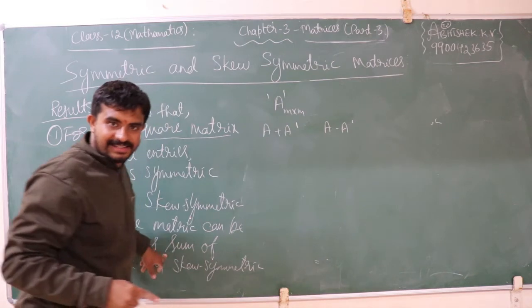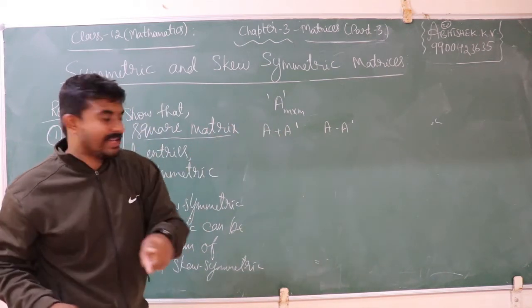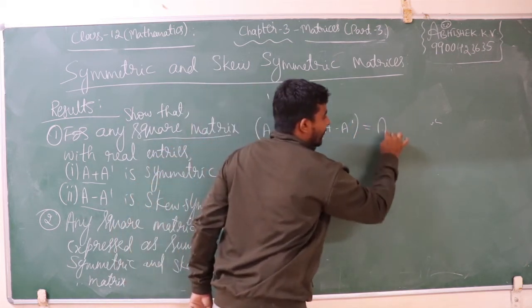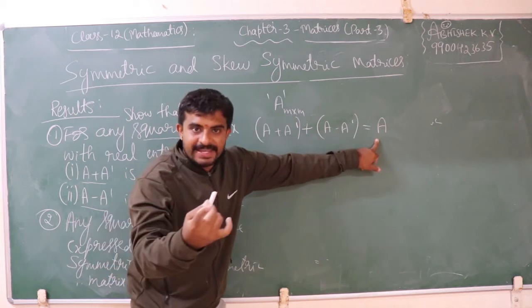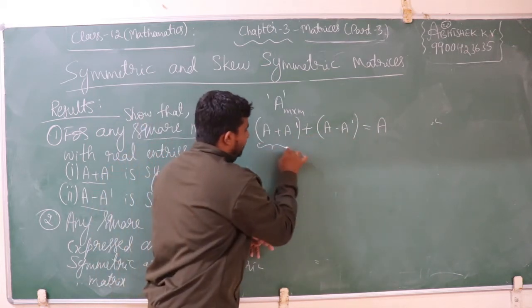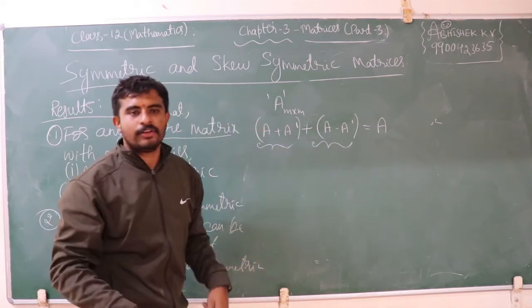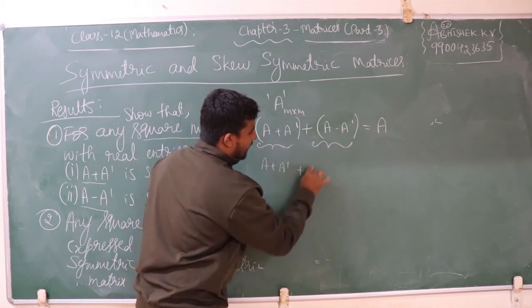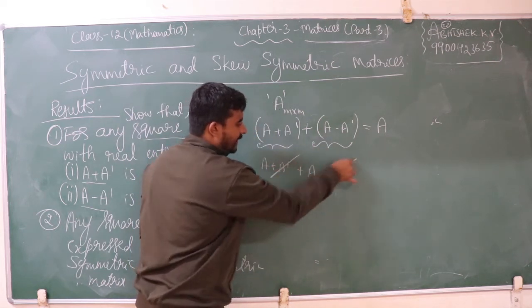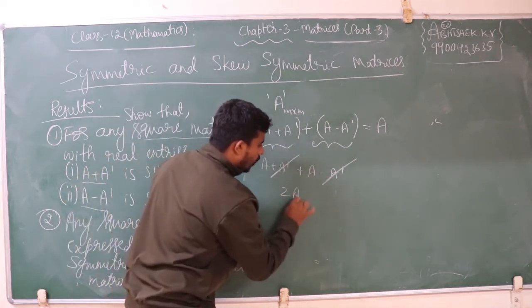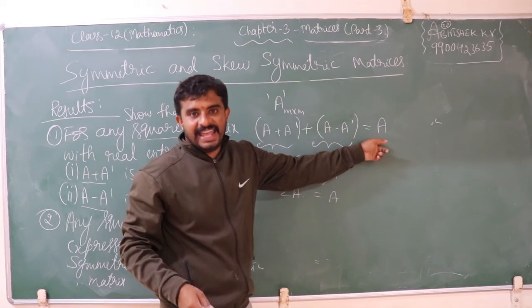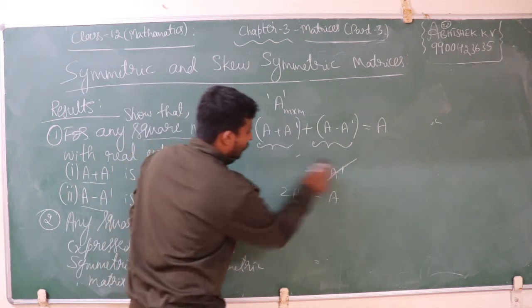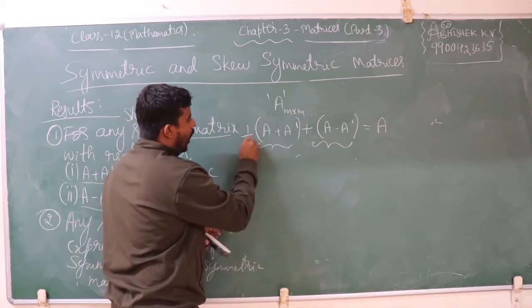This result says any square matrix A can be expressed as the sum of a symmetric and a skew symmetric matrix. My question is, is it equal to A? A plus A transpose plus A minus A transpose: the A transpose terms cancel. We are remaining with 2A. But we need A in the LHS, so we need to consider half of this.